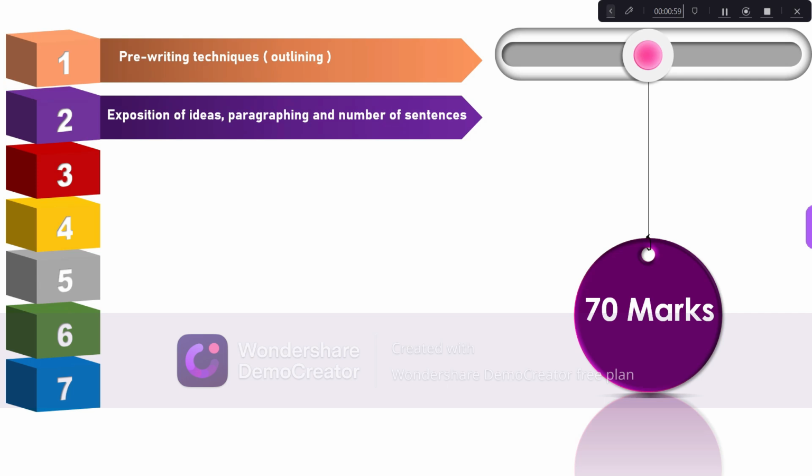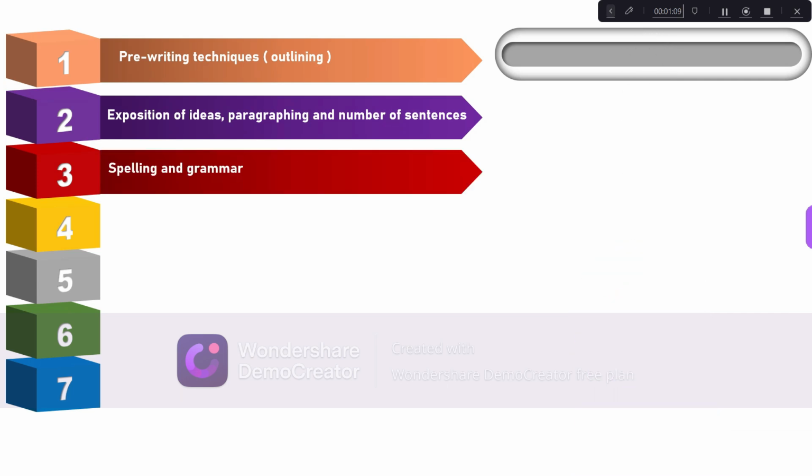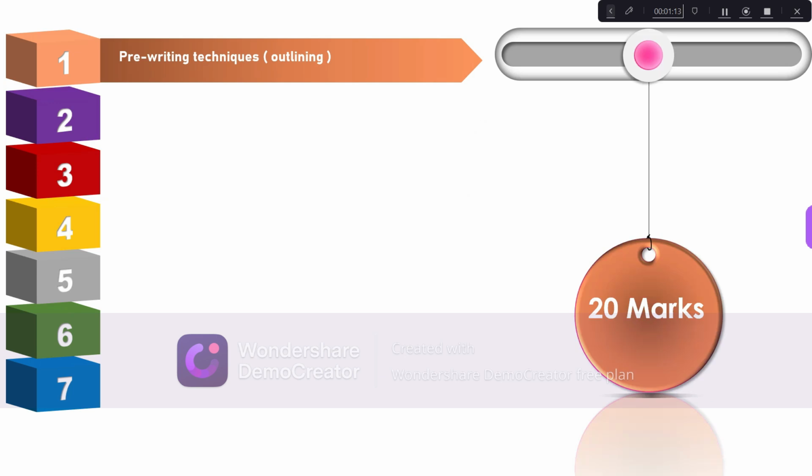So first, I will give you a brief introduction about the requirements of your piece of writing to get the full mark, inshallah. First, you need to do the pre-writing techniques, the outlining. The outlining is actually graded out of 20 marks. You need to write an outline for your piece of writing, which should include introduction, two bodies, and conclusion. And you have to state here just brief information about what you are going to write.